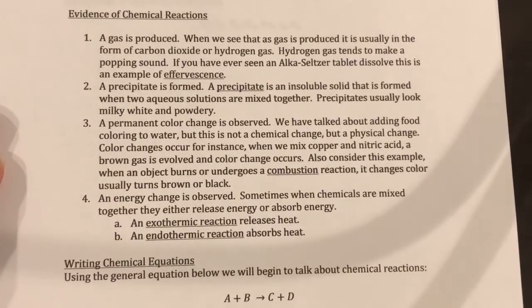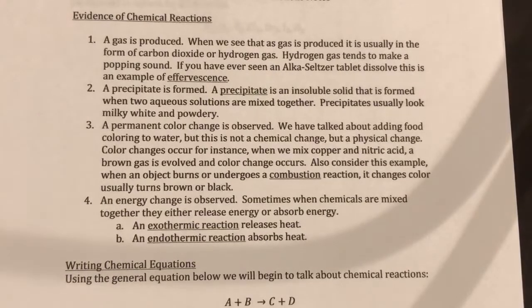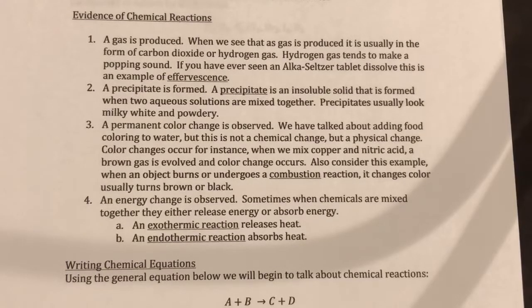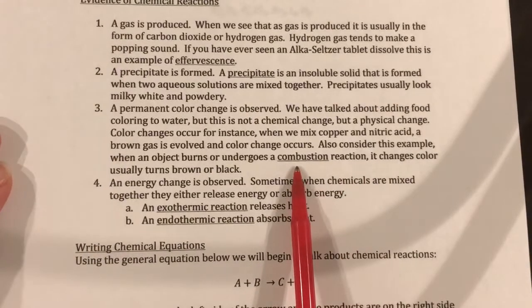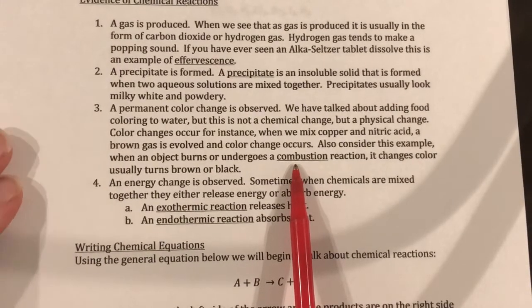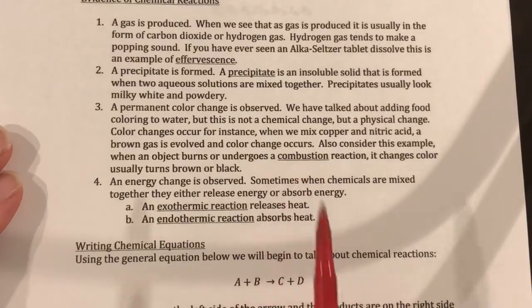Okay, number 3, a permanent color change is observed. Now, earlier in the semester, we talked about food coloring as being a physical change, okay? When we're talking about permanent color changes observed, we're talking about a solution changes colors whenever you're reacting. Say you take a copper wire, you put in silver nitrate solution. The solution will turn blue, okay? Another example is like when we burn something. When we burn something, it's going to turn brown or black. A combustion reaction is whenever we burn something, okay? So that's a fancy word for burning, okay?